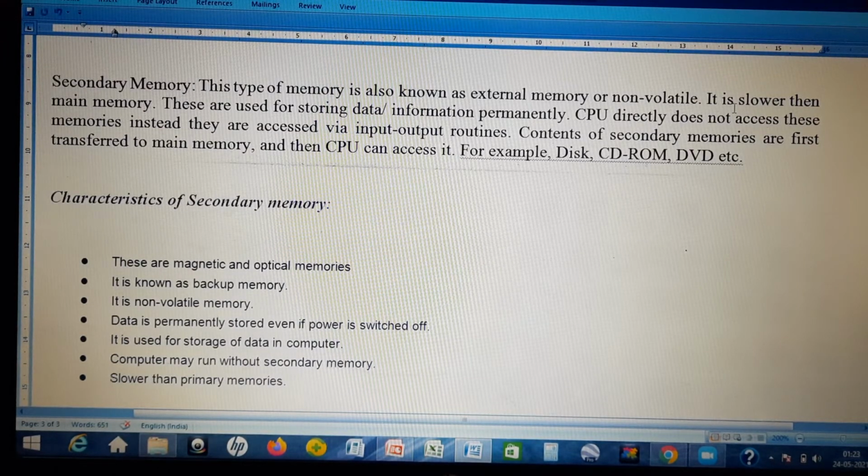The CPU does not directly access this memory. Instead, it is accessed through input or output routines. For example, we can say disk, CD-ROM, DVD, etc. Secondary memories are first transferred to main memory and then the CPU can access them. Let's see the secondary memory characteristics. That is, these are magnetic. It is also known as backup memory, and data is permanently stored even if power is switched off. A computer may run without secondary memory, and lastly it is slower than primary memory.